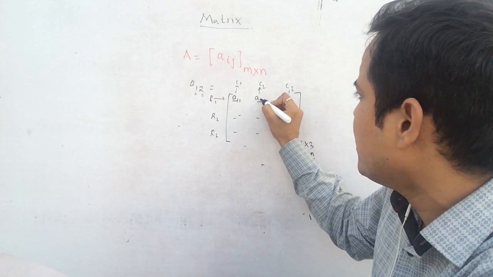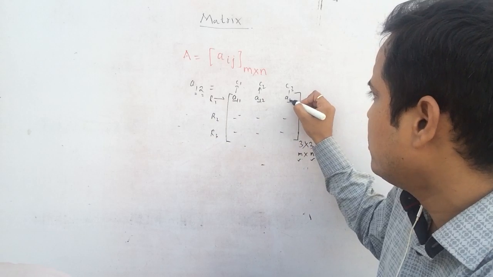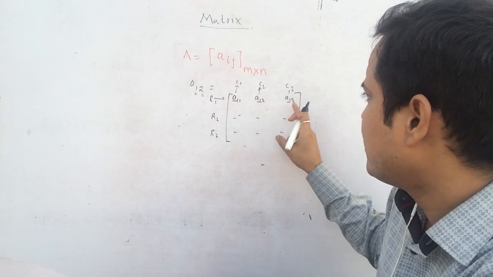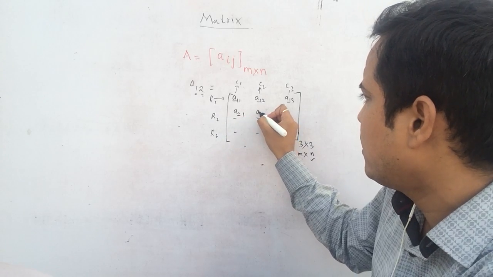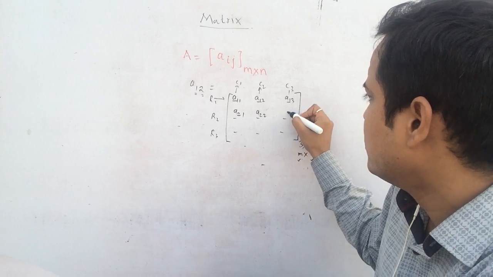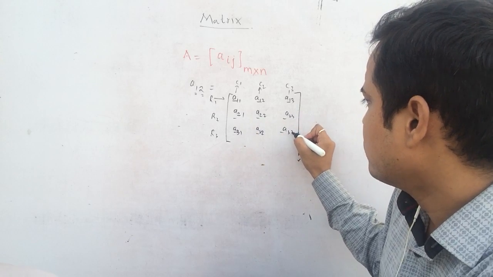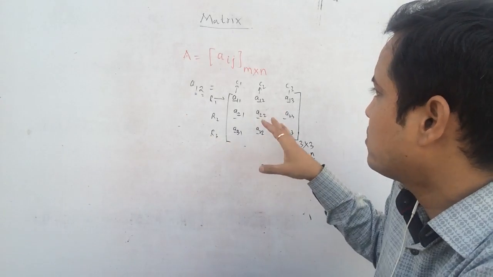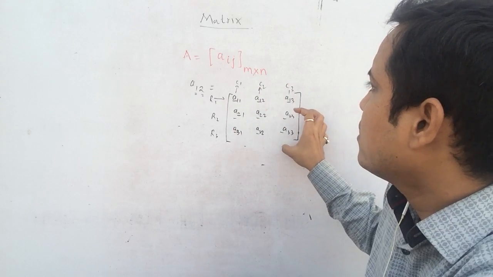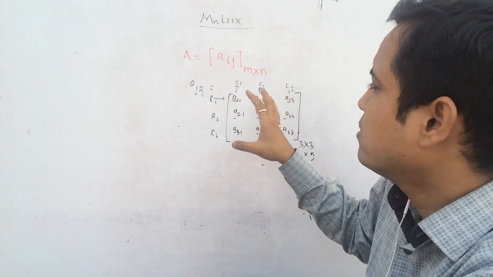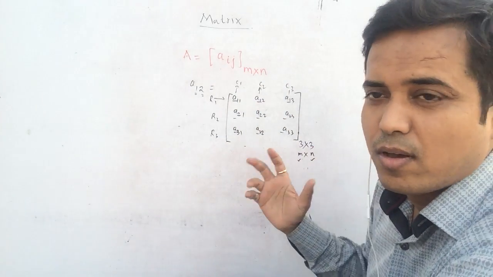Here A12 is the element of the first row and second column. A13 is the element of the first row and third column. A21 is the element of the second row and first column. A22 is the element of the second row, second column. A23, A31, A32, A33. So by the definition, a matrix is the arrangement of elements, we call them numbers, in order m cross n, where m represents the number of rows and n the number of columns.